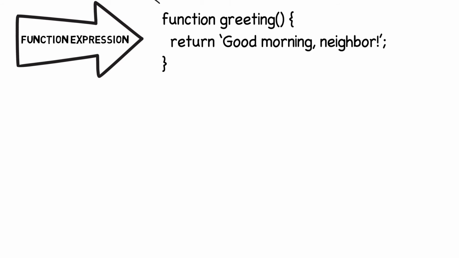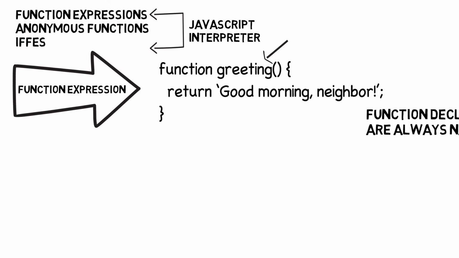Let's look at our function from last lesson and draw a comparison. We have the function keyword, then the function name, and then we enter into the code block, which is a return statement giving us the string, "Good morning, neighbor." This is a function declaration. Function declarations are always named.